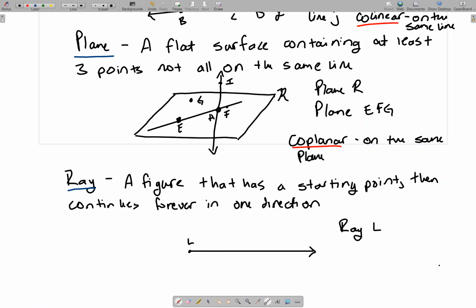Now when I say it's half a line, the reason I call it half a line is I could create a line, and let's make another point here. We'll call this M. And I could have ray L, which is the ray that starts at this point and goes on forever to the right. I could also have ray M, which starts at this point and goes forever in the other direction. But together, they're both half a line, and together they make line LM, if that makes any sense.